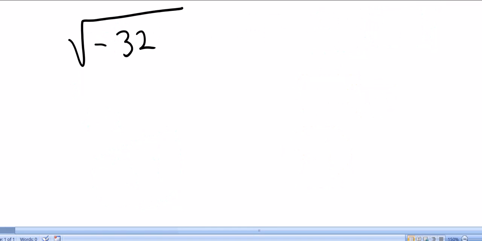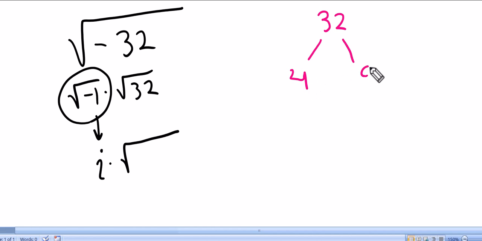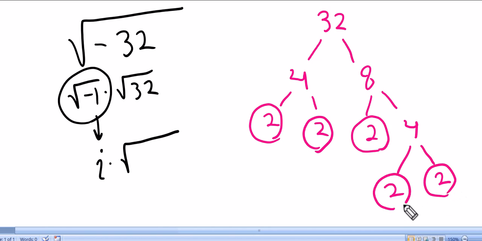Here's another one. So again, you can split this up into a negative 1 and a radical 32, and the radical negative 1 becomes an I. What we have to worry about now is this 32. We do a factor tree. Now there's no wrong way to do this as long as you can multiply. I know, for example, 4 times 8 is 32. And 4 is 2 times 2. Those are both prime numbers. 8 is 2 times 4. 2 is a prime number. 4 is 2 times 2. And those are prime numbers.